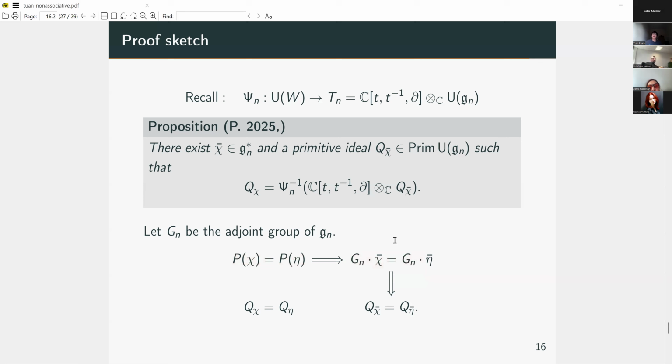And remember that Gn is a finite dimensional solvable Lie algebra. So our normal Dixmier method works. So what it means is that the Q chi bar here from the classical Dixmier method equals Q eta bar here. And then by this formula, we managed to prove that Q chi equals Q eta. And then by going through this process, you can prove that when P chi equals P eta, then Q chi equals Q eta.